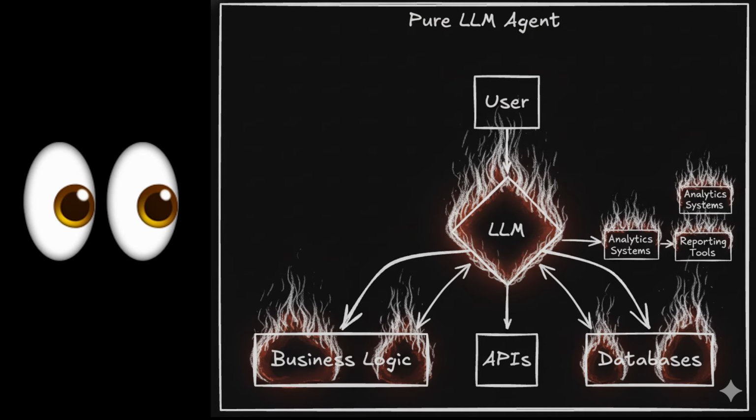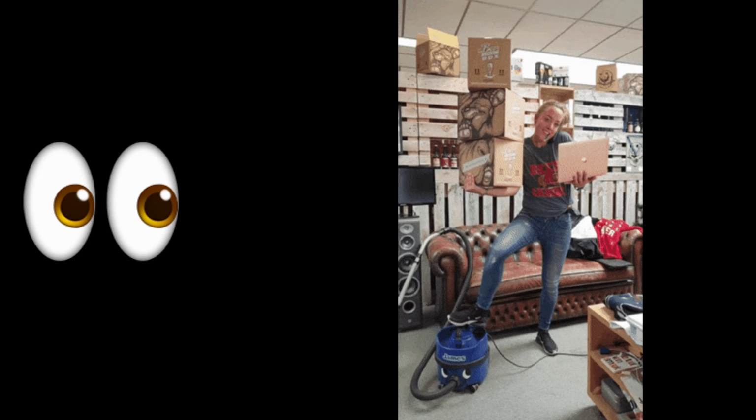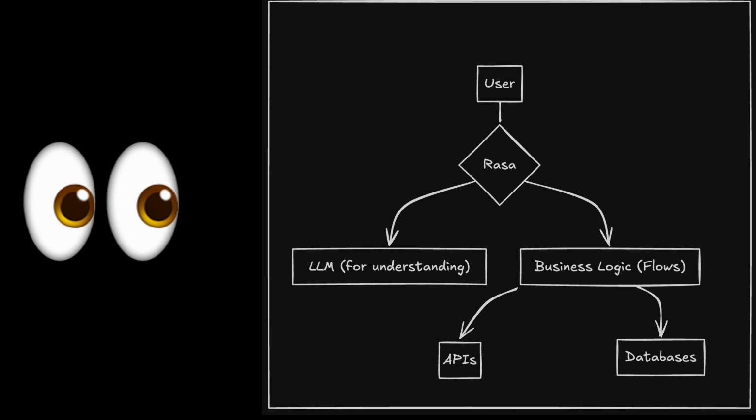So this is what a pure LLM agent looks like. As you can see, it's a mess. The LLM tries to do everything and fails miserably. But how does Rasa really solve these problems? Here's what I found. With Rasa, the large language model's job is just to understand what the user is saying. That's it. The business logic is defined in a separate component called Flows. And this makes the agent transparent, scalable, and secure.